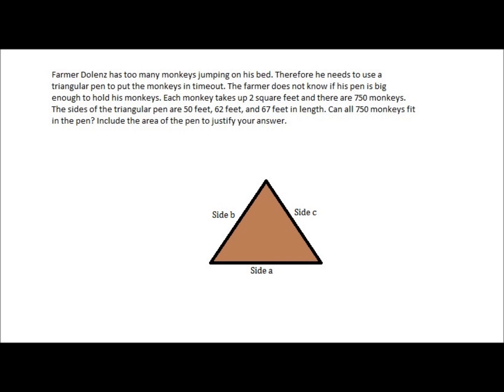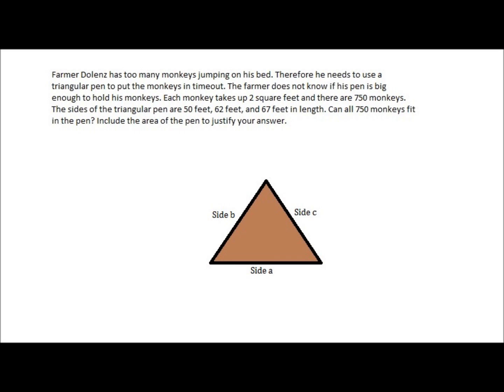Farmer Dolans has too many monkeys jumping on his bed. Therefore, he needs to use a triangular pen to put the monkeys in timeout. The farmer does not know if his pen is big enough to hold his monkeys. Each monkey takes up 2 square feet, and there are 750 monkeys. The sides of the pen are 50 feet, 62 feet, and 67 feet. Can all 750 monkeys fit in the pen? Include the area of the pen to justify your answer.